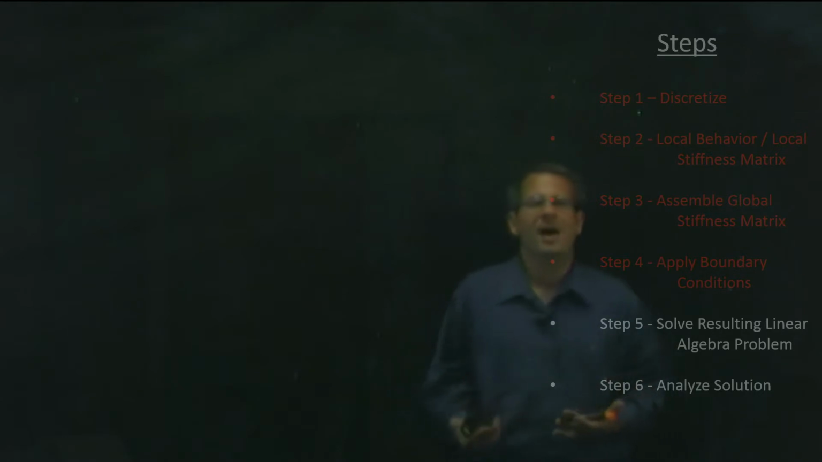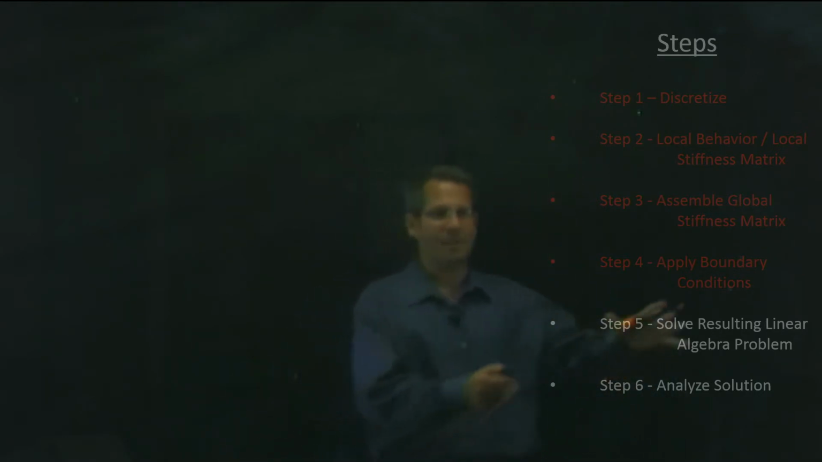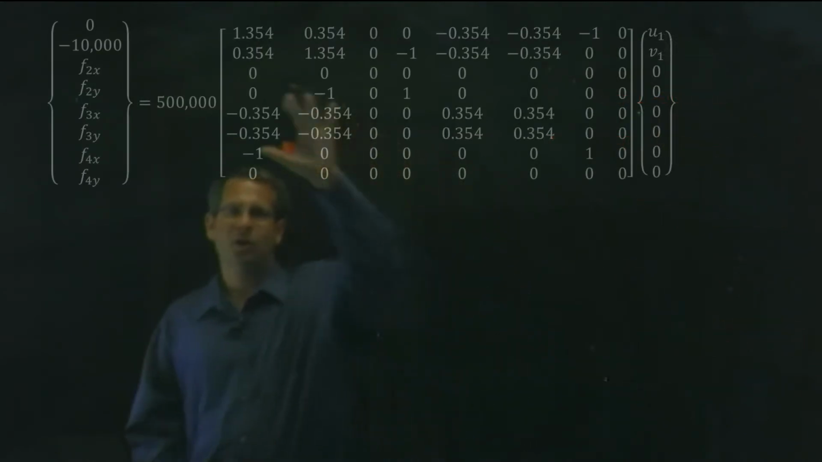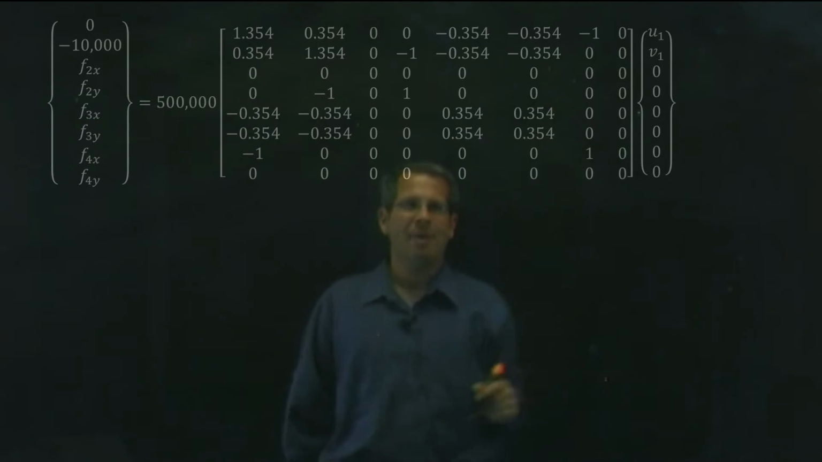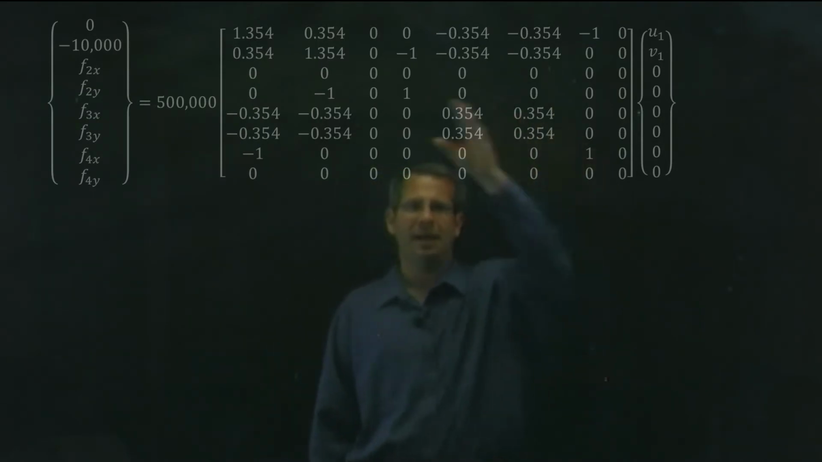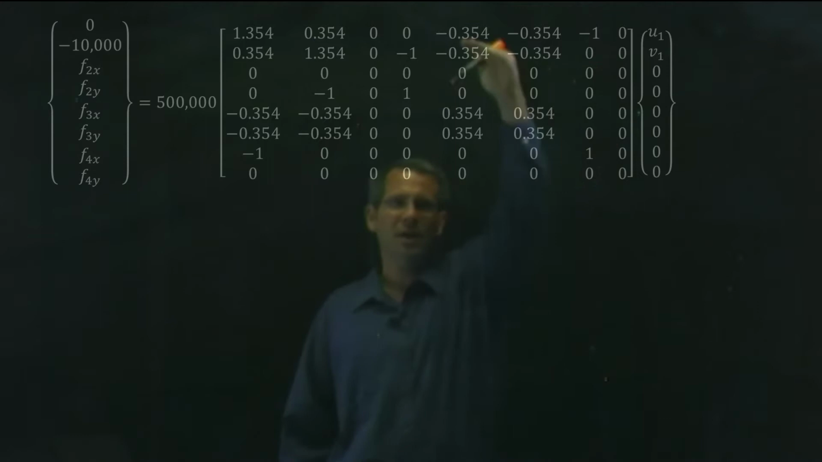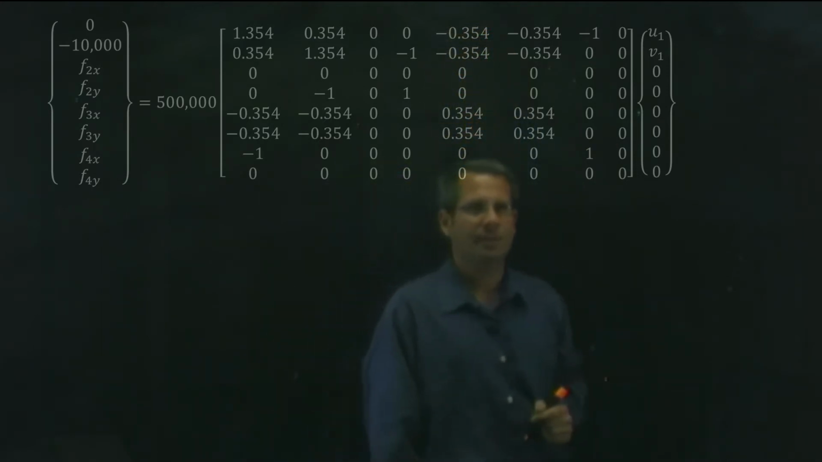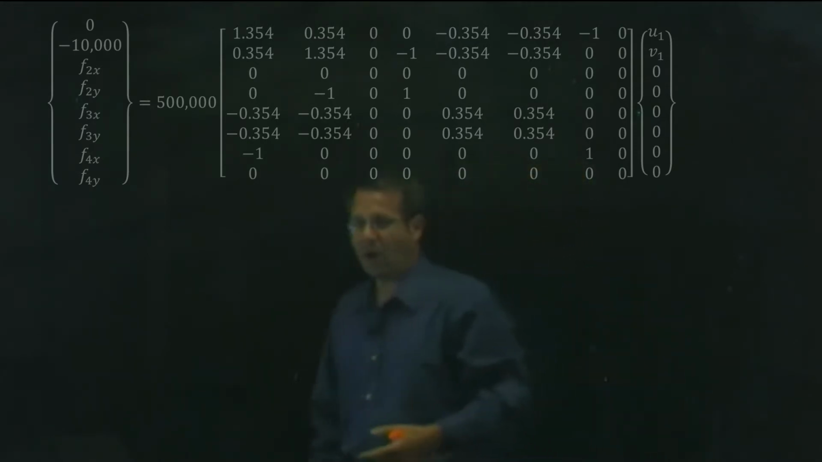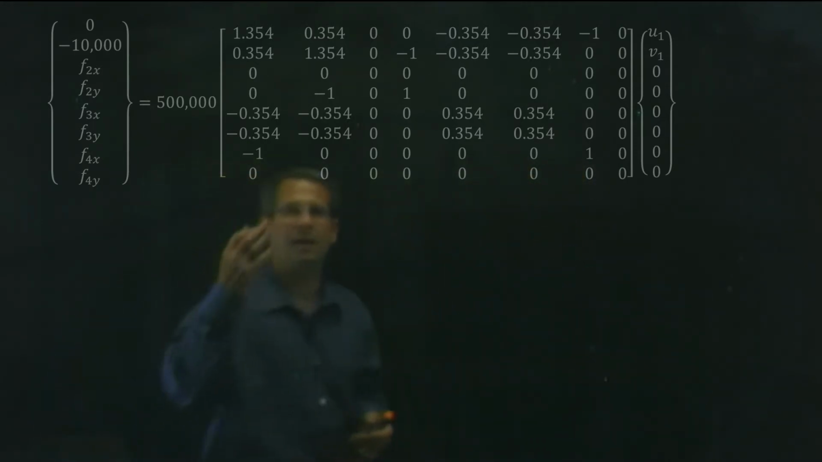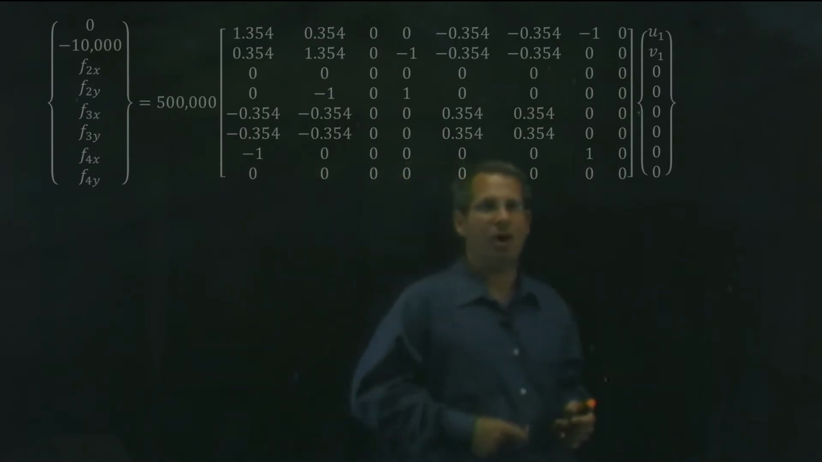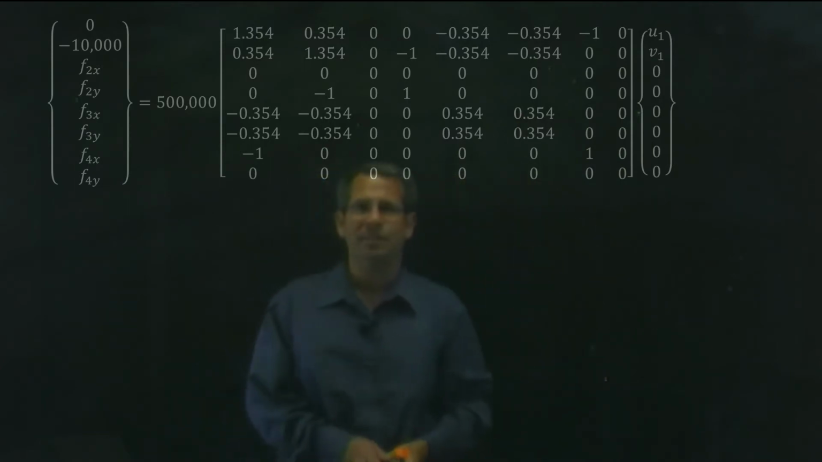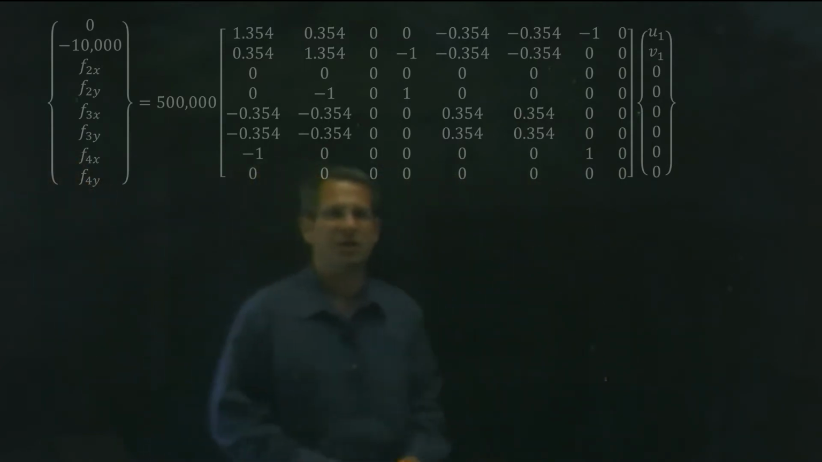So now that we've applied boundary conditions, we're ready for the next step: to solve the resulting linear algebra problem. In our last video, we came up with this system of equations. Remember, we're looking at vectors and matrices, but this also relates to a system of 8 equations with 8 unknowns. I had already indicated that we will break our solution up into 2 subproblems. First, we will solve for our unknown displacements. Once we have those, we'll find our unknown reaction forces.